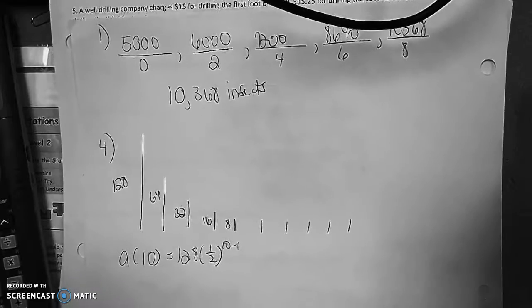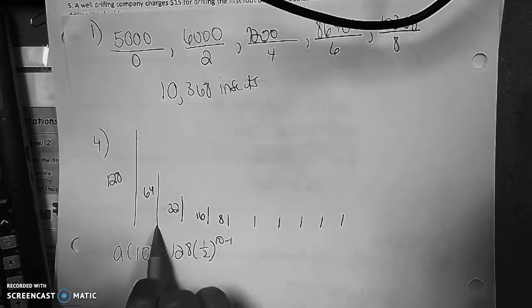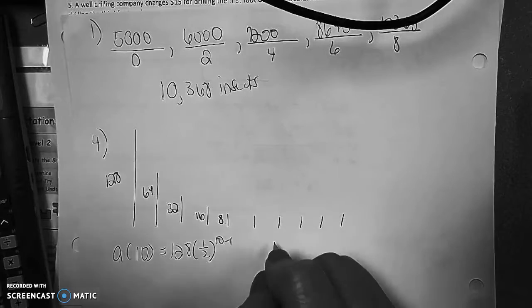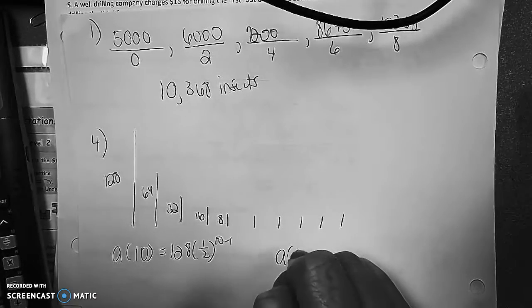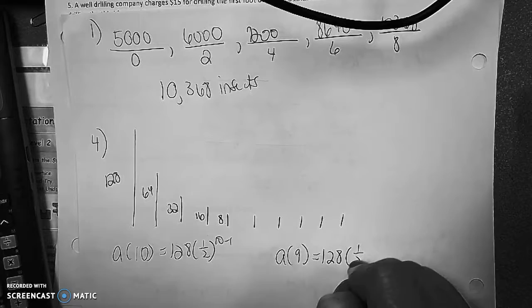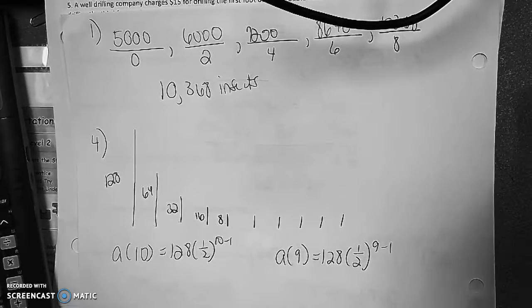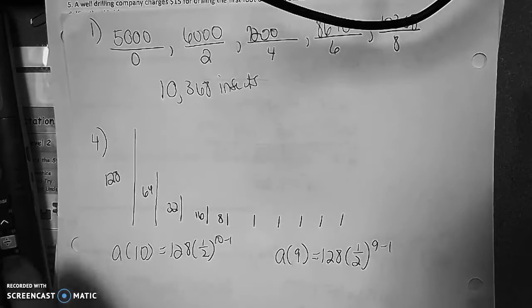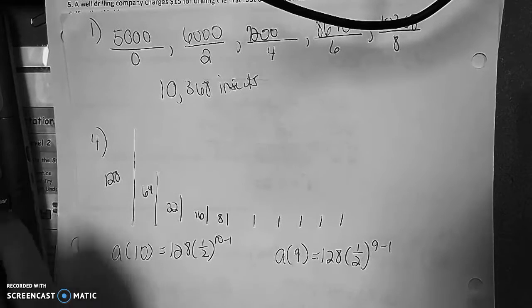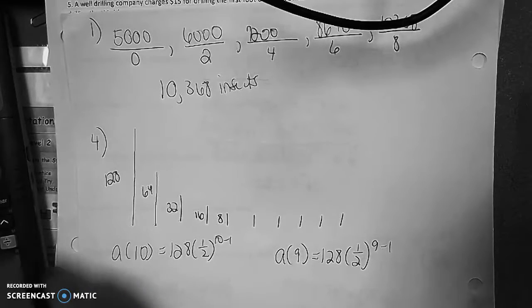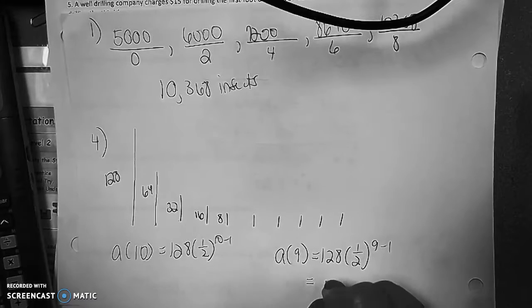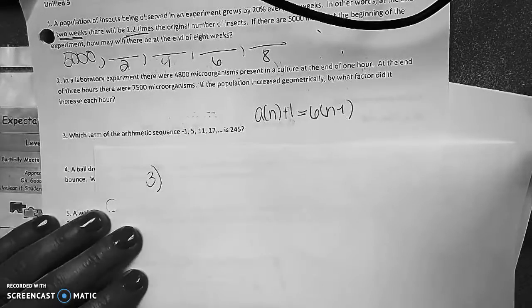Okay, or you could use 64 as term 1. I mean, that is the first rebound. So if you use 64 as the first term, you are going to be finding term 9. Okay, either way, you're going to get the same answer. And so the answer that you end up with here is 0.25 feet.